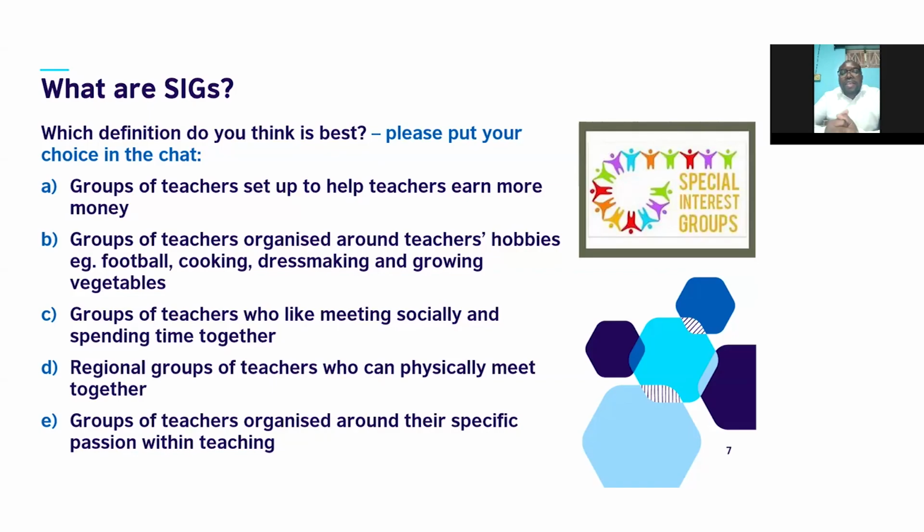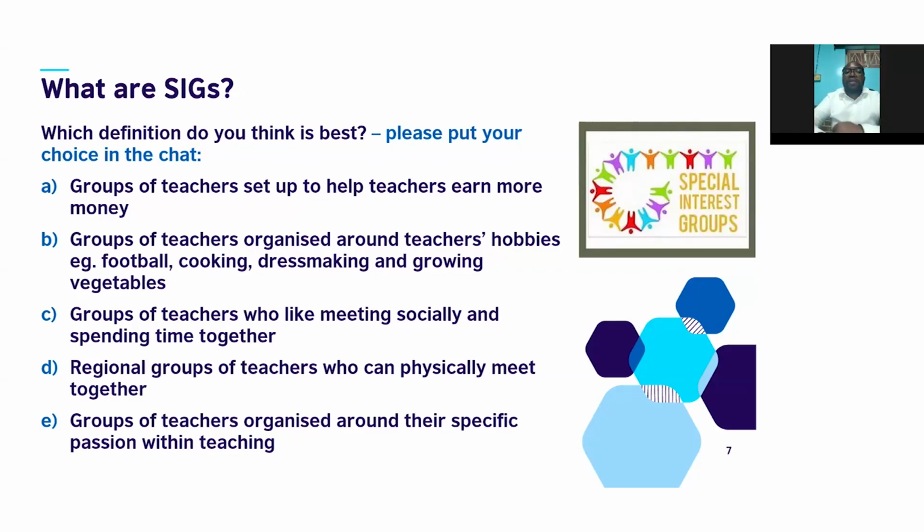Special interest groups are not groups for teachers to set up and to help them raise money or earn more money. That is not what they are all about. Neither are they groups organized for teachers to exchange hobbies or who share hobbies like football. No. E comes out as the best definition here because special interest groups are for teachers who are organized for their specific passion or interest in teaching. So the focus is on our work as teachers, not anything else.